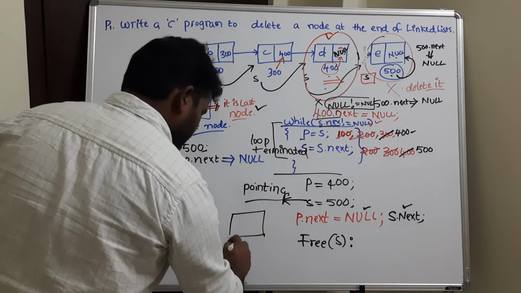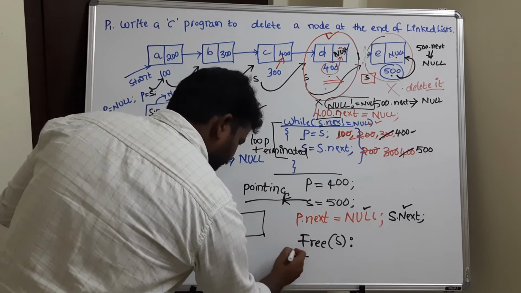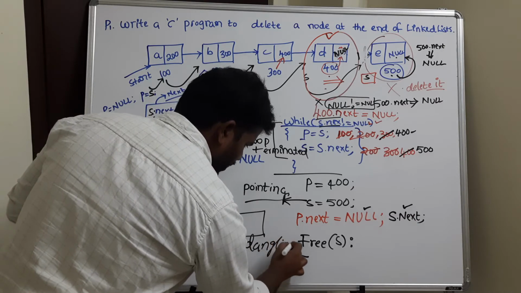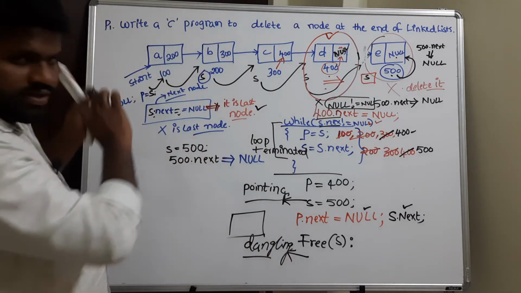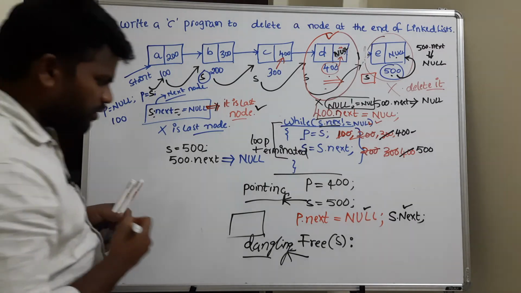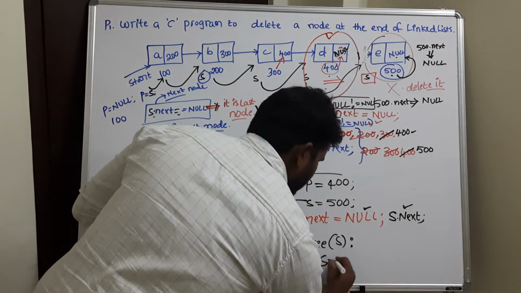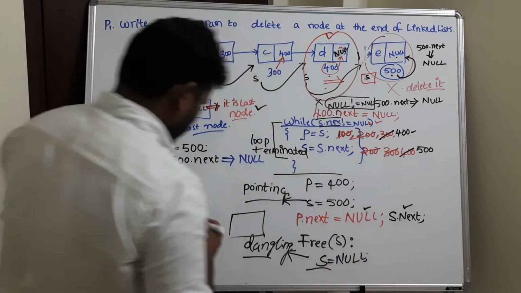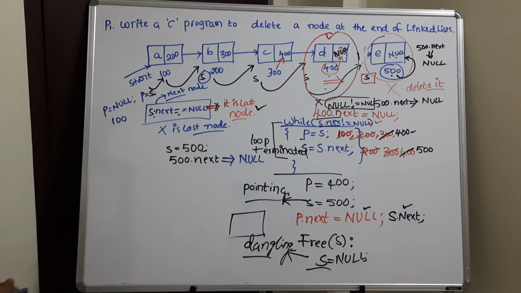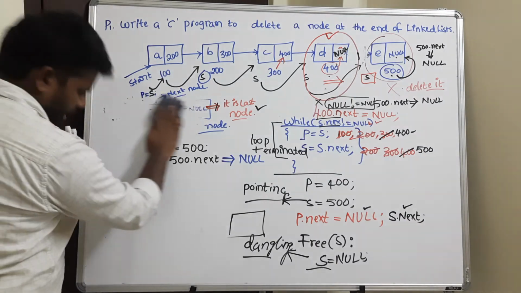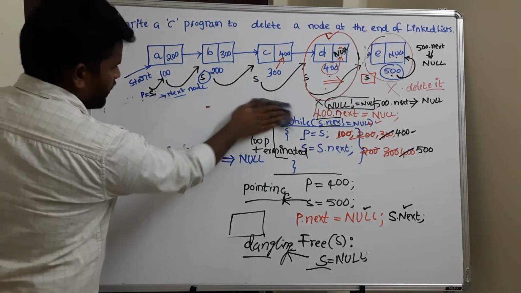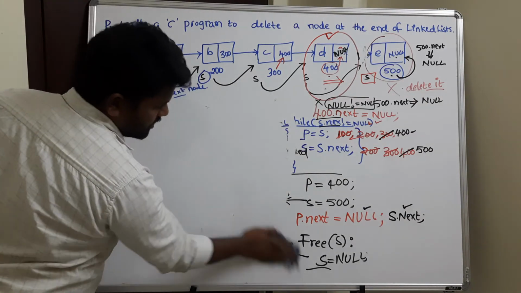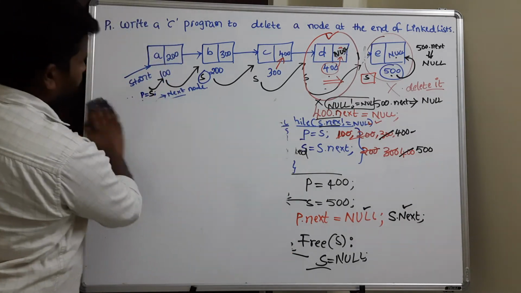But if you free the S, that means S became a dangling pointer. It is pointing to some address, so what you need to do is assign S equal to null, right? Then you are done. So I will write the code here and explain once again, so you can see that it's very easy. If you understand these lines well, then you are done.